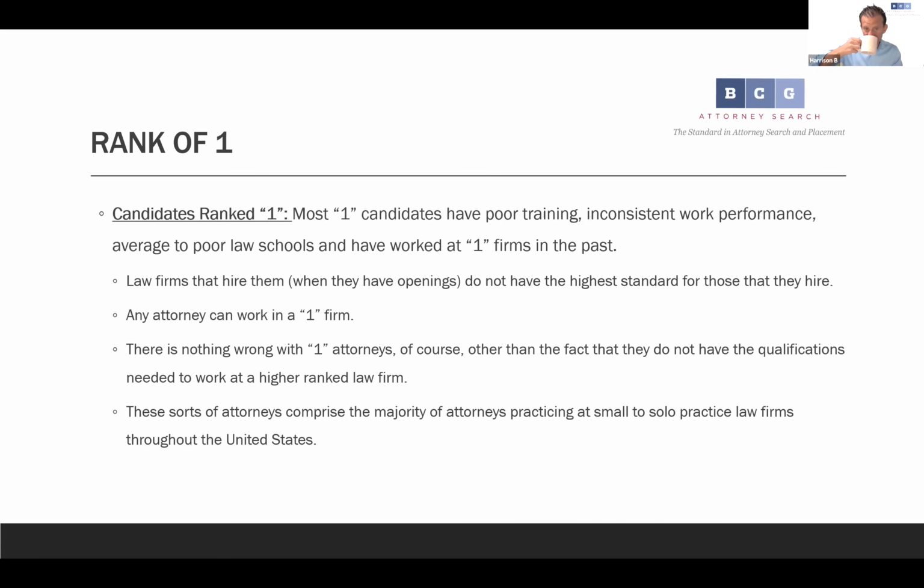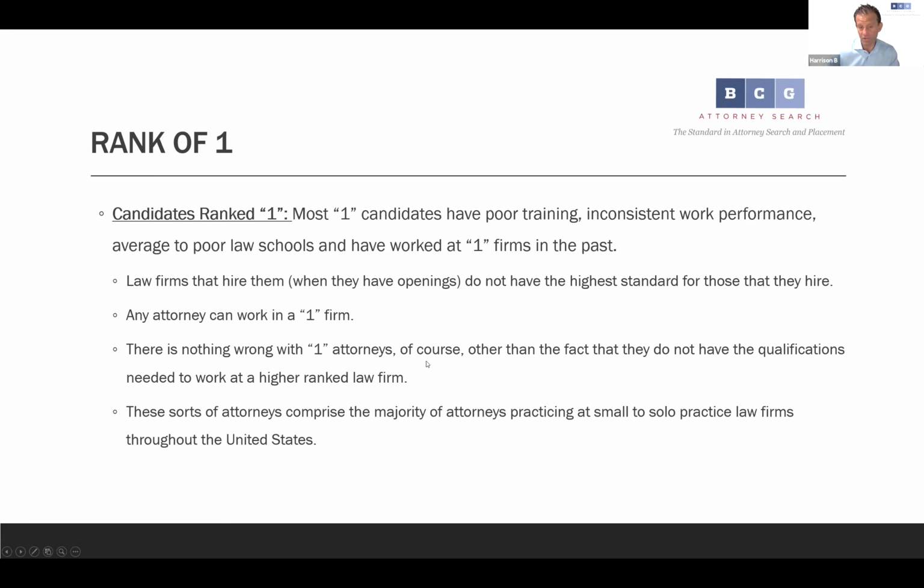So I'm not criticizing this, but obviously if a one attorney goes up against a four or five attorney, the results are going to be predictable. And these attorneys typically, if they're lateraling, won't have gone to the best law schools, which is okay. And they'll often have worked at one law firms. And the law firms that hire them often don't have the highest standards. And by the way, I place plenty of one candidates. I place them all the time too. So I'm not saying there's anything wrong with them. They just don't always have the qualifications to work at a higher ranked firm.